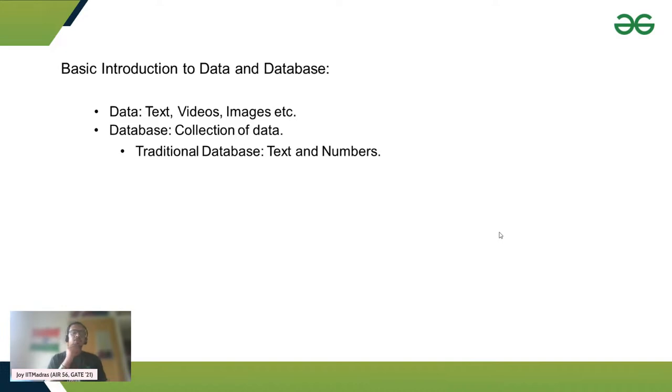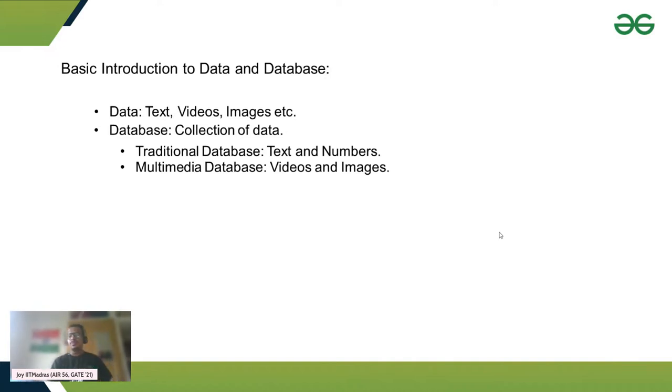And we have two kinds of database. One is the traditional database, another one is the multimedia database. The traditional database contains only text and numbers, whereas multimedia databases collect videos, images, as well as other things. So these are the two broad kinds of databases.